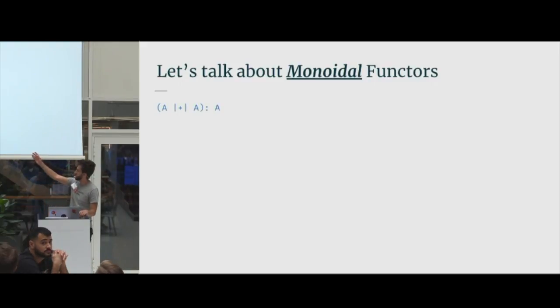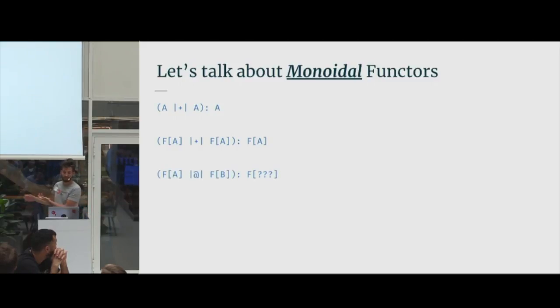This is a simple monoid. We use this combine function to combine two a's into a single a. And we can also do things with higher kinded types. For example, option of a combined with an option of a is also an option of a. But what if we had something like option of a and option of b? How could we combine those? How does that work? So what could be the return type here?